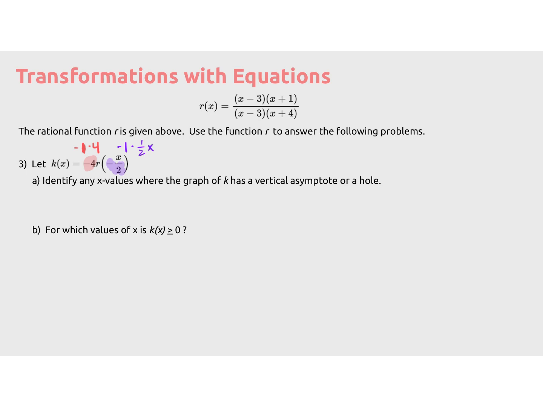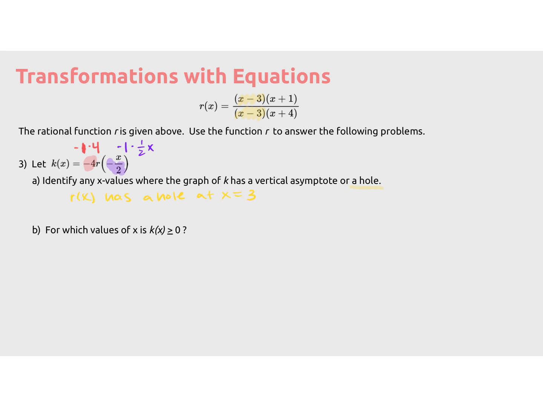So my first question here says, identify any x values where the graph of k has a vertical asymptote or a hole. So what I'm going to do is look at my original function r, find where that had a vertical asymptote or a hole, and then transform those locations based off of what I see in function k's statement. So starting off with the hole, I'm going to look for factors that match, and I see these matching factors of x minus 3. So that means r of x, my original function, has a hole at x equals 3. So I'm going to transform that based off of the transformations that would affect the hole.